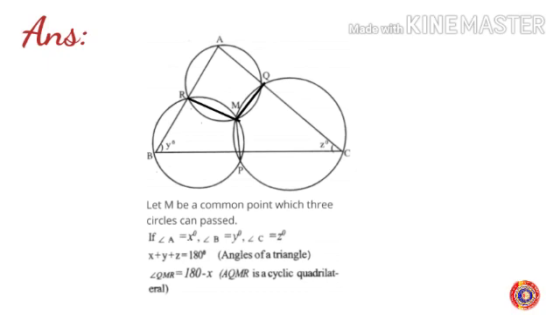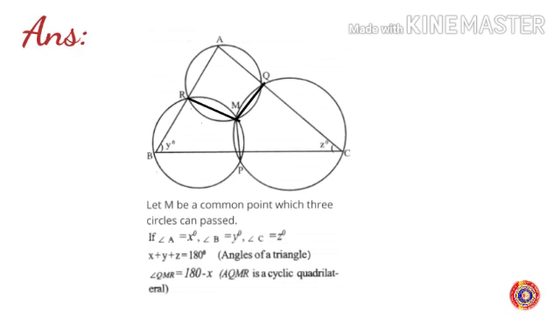Okay, so let M be the common point through which the three circles pass. If angle A equals x, angle B equals y and angle C equals z, then x plus y plus z equals 180 degree because they are the angles of a triangle.